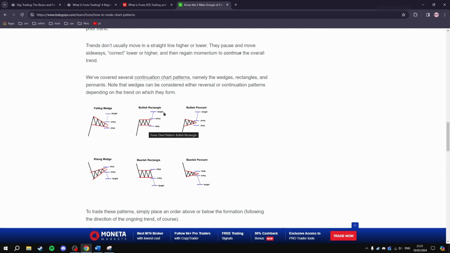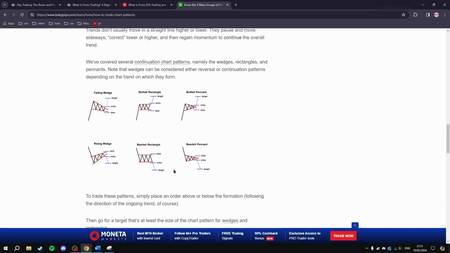With the rectangles, we place the entry since we know it's going to go up. So we place a buy entry order above the top, I guess, resistance line, and then place our stop order below the support line, and then place our profit target pretty much the same length as whatever that is. With a bearish rectangle, because we know it's going to go down, we place the entry order below the support line, and place a stop order above the resistance line, and then the distance here is pretty much our take profit distance.